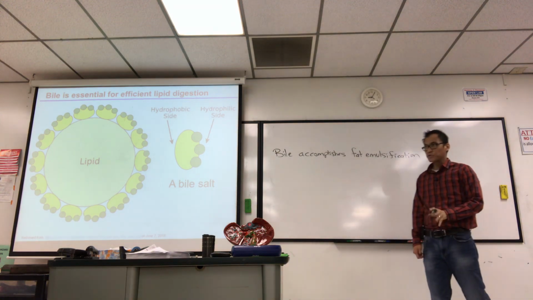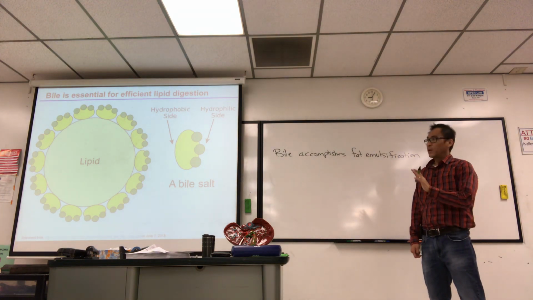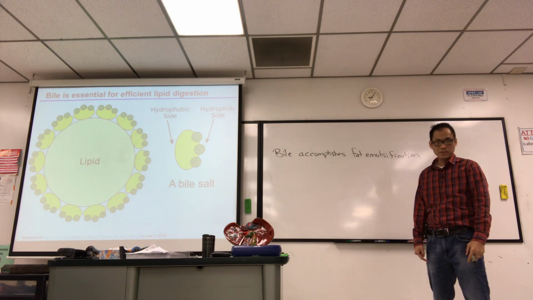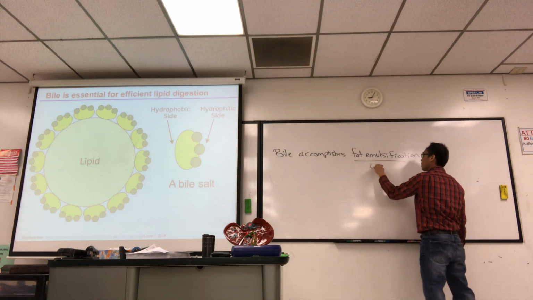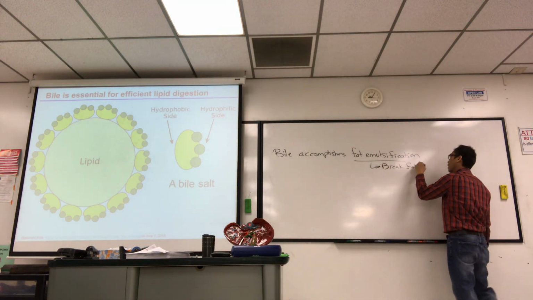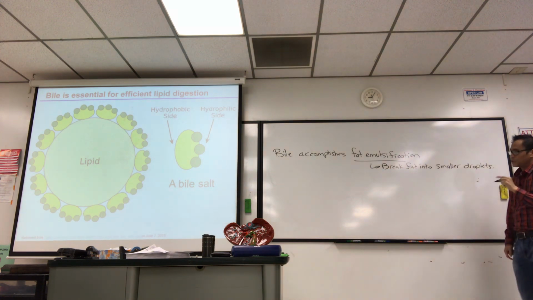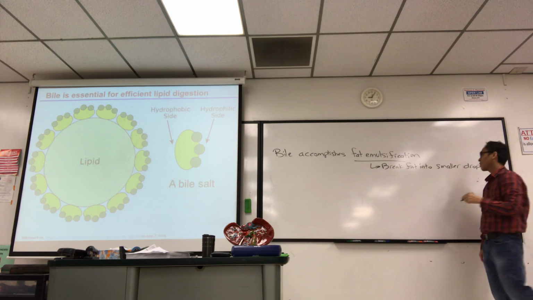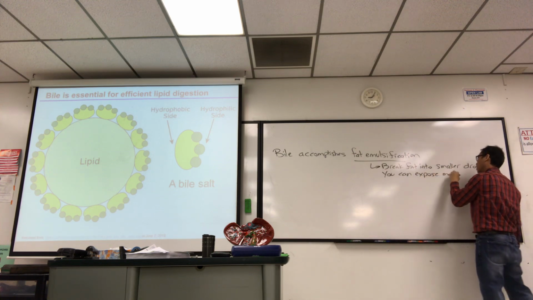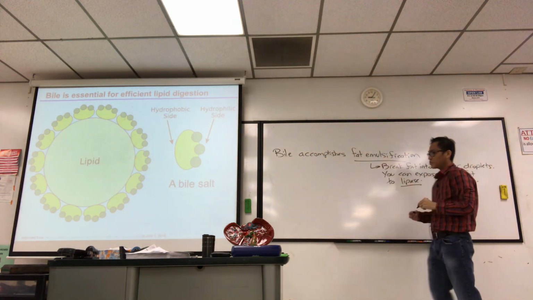Fat emulsification is not true chemical digestion. You're just breaking up the fat globule into smaller droplets. And by doing so, you're going to make more fat molecules available to the lipase that can accomplish the chemical digestion. So fat emulsification, just break up the fat into smaller droplets. With the smaller droplets, you expose more fat to the lipase. Lipase is the enzyme that accomplishes the chemical digestion.